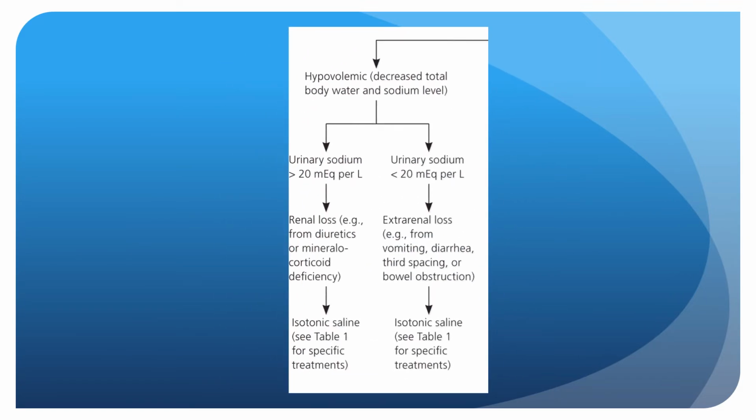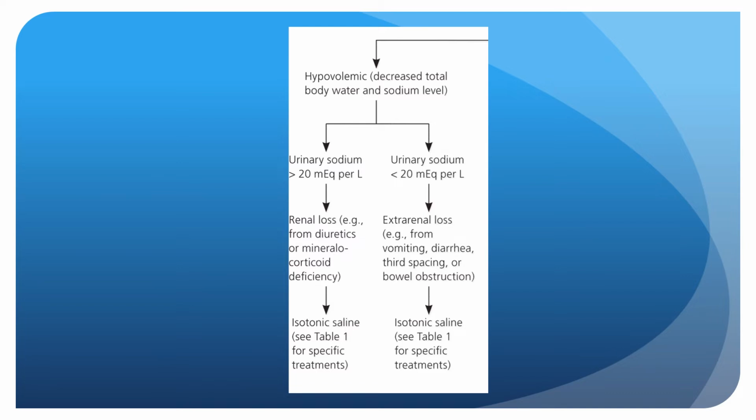If you determine that the patient is hypovolemic, which means they appear dehydrated, the next step is to assess the urinary sodium. If the urinary sodium is greater than 20, which correlates to a FeNa greater than 1%, this means the kidneys aren't functioning normally, because in a hyponatremic state, the kidneys should be reabsorbing as much sodium as possible. Think of a patient on diuretics or mineralocorticoid deficiency. Remember, diuretics, typically thiazides more than loops, cause the hyponatremia.